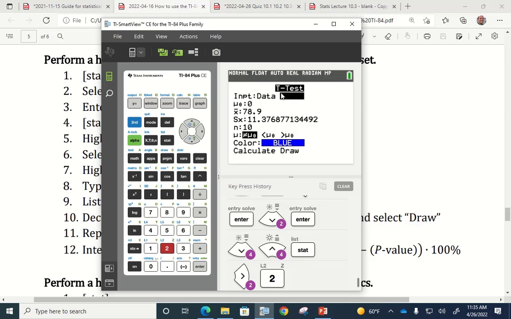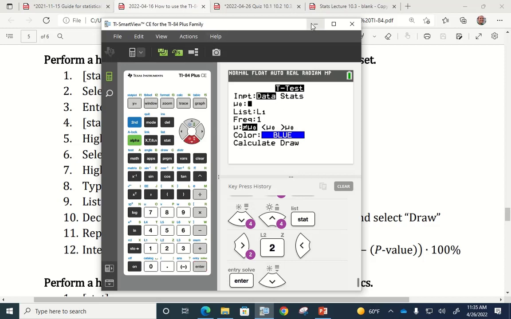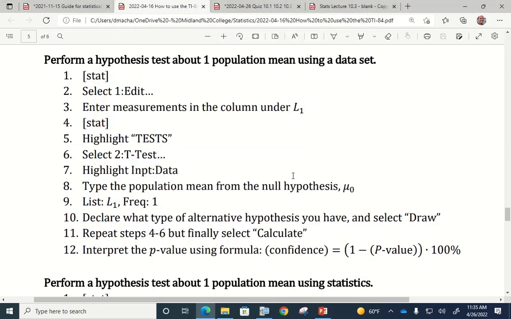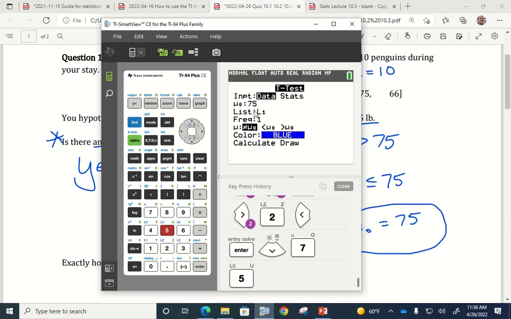We are basing this off of our data that we have in list number 1, so I'll select data. My mu naught, that is the boundary in between my alternative hypothesis and my null hypothesis. So that should be 75. Yeah, in my instructions I put type the population mean from the null hypothesis, and again, that's what I chose because my null hypothesis is saying that my mean can be less than or equal to 75. Hence, that's why I'm putting 75 in my calculator.